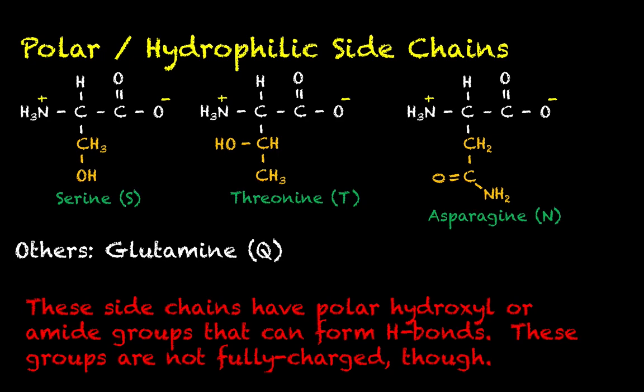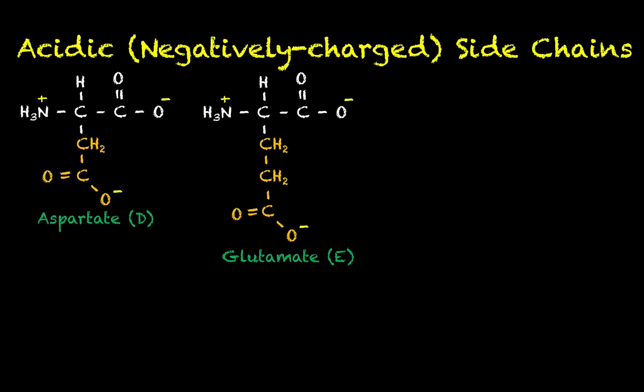But be aware, though, these side chains are not fully charged. As polar functional groups, they will only have partial charges. Next, we'll move on to the acidic side chains, which of course are going to be negatively charged at neutral pH values, and these include aspartate and glutamate.